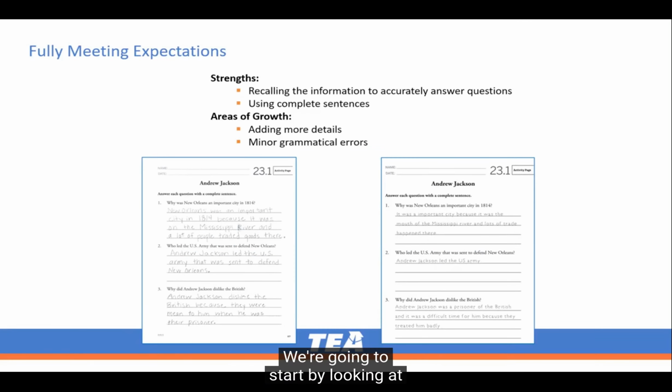We are going to start by looking at these samples that are fully meeting expectations. It may seem obvious to determine their strengths and counterintuitive to look for areas of growth, but we want to make sure that we are specific about what is going well so that we can build on those strengths, and even students who are fully meeting expectations still have plenty of room to grow, and we want to make sure that we are pushing them to hone their skills. Additionally, with all of these samples, we want to be sure that we are using an asset-based mindset. In other words, we want to start by looking at what our students can do before we identify what they cannot yet do.